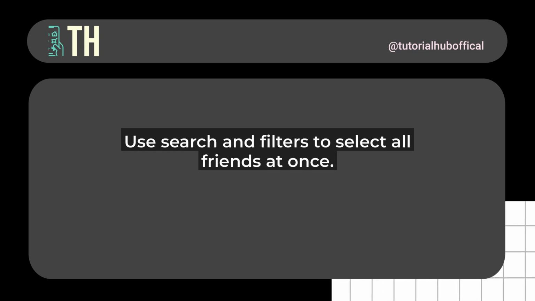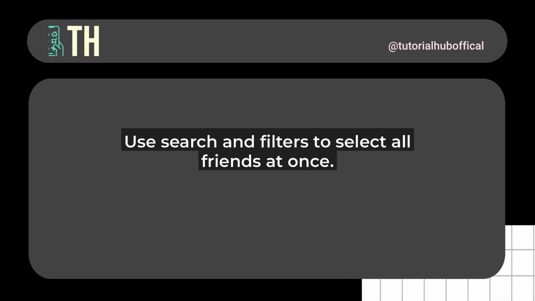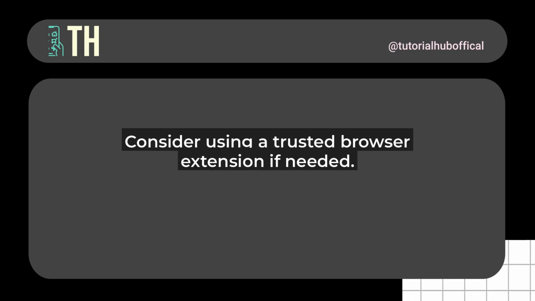Step 2. Use the search and filter functions to select all friends at once. Type in a broad search like "all friends" and hit the "Select All" button if it's available. If not, you might need a browser extension like Facebook Friend Remover. Make sure it's from a trusted source to avoid any security risks.